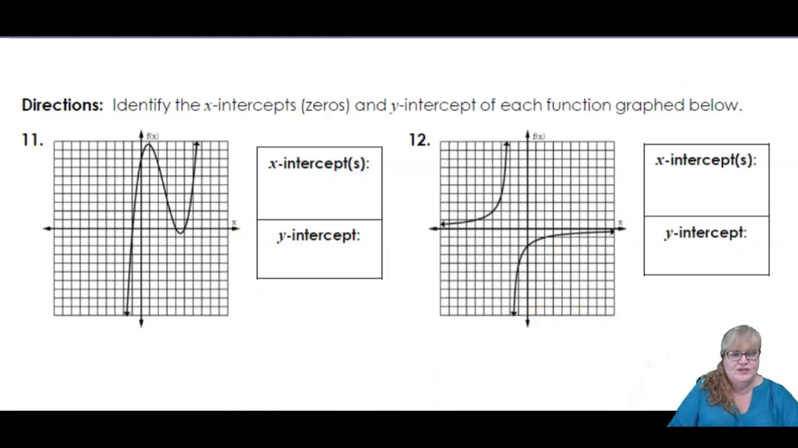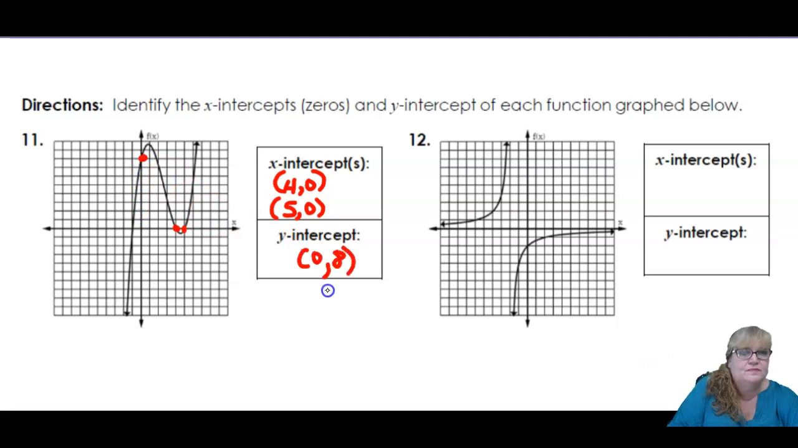Oh, there's no equation given, so I can't. I just have to estimate. So the x-intercepts are down here at 1, 2, 3, 4, and 5. So you could write 4 and 5. It's actually over 4 and up 0, and over 5 and up 0 if you were to make them ordered pairs. The y-intercept is up here at 1, 2, 3, 4, 5, 6, 7, 8, over 0 and up 8.